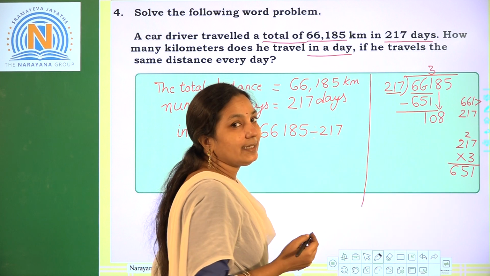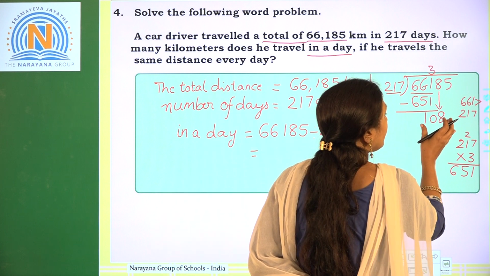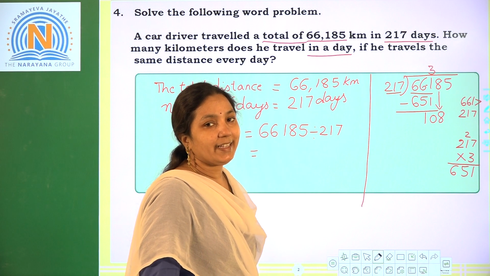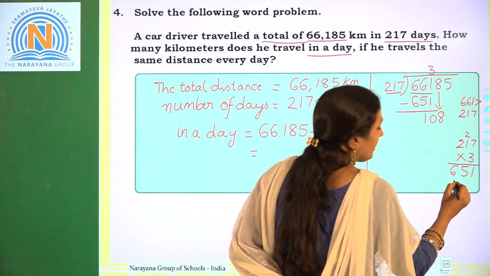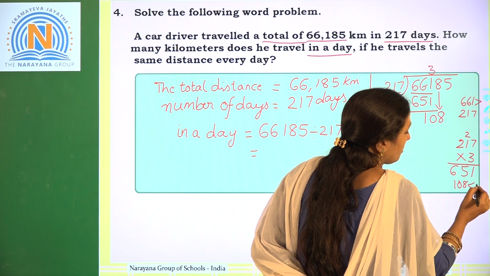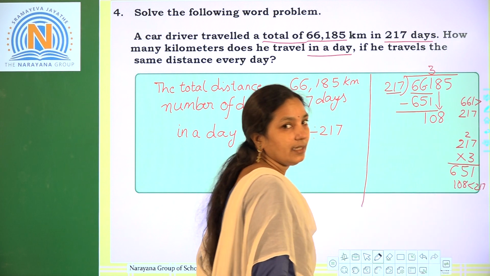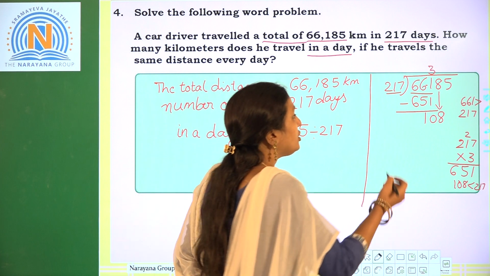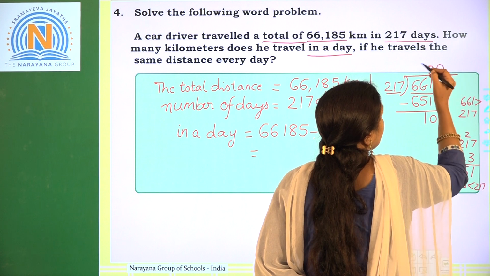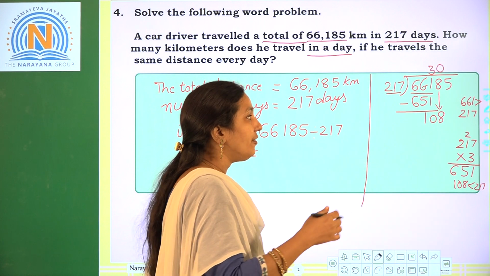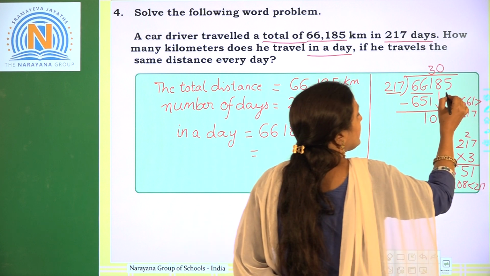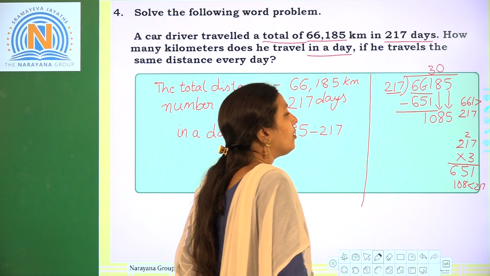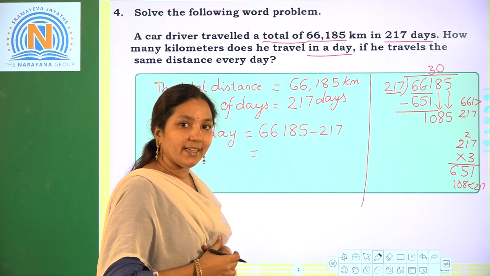108. Can we divide 108 by 217? No, we cannot divide because 108 is less than 217. So how many times can we take? We cannot take, so it will be 0 times. Okay children, so now we take the next digit, 5. Now how many times can we take approximately? Can we take 5 times?